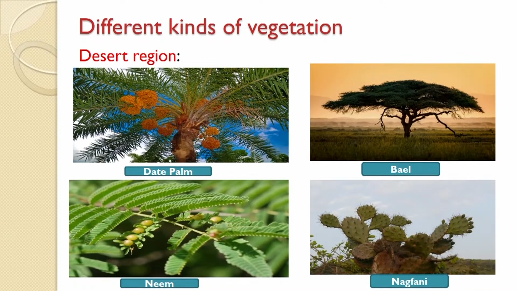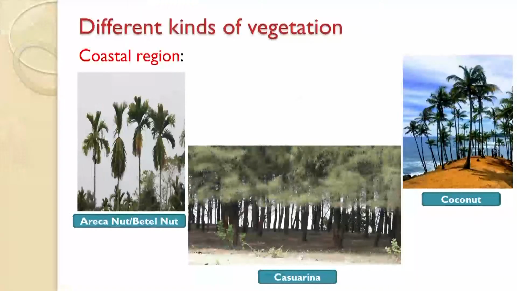Now coming to the desert region, it is actually a unique ecosystem or unique region that is found mostly in the Thar desert of Rajasthan. Here the plants like date palm, bale, the nagfani as well as neem plants are common. When we talk about the coastal region, here we can see the areca nut or betel nut plant, casuarina plant as well as coconut plant. These plants can hold the soil very tightly so that the soil can't get eroded away into the sea by the effect of waves. So these plants are very important in the coastal area for keeping our land area protected.